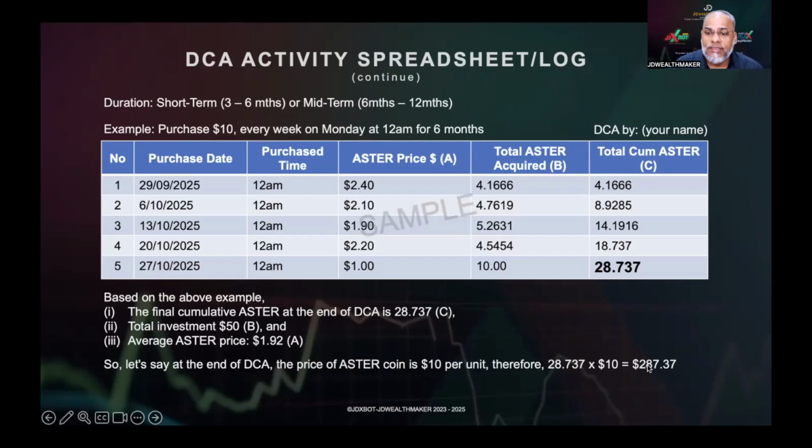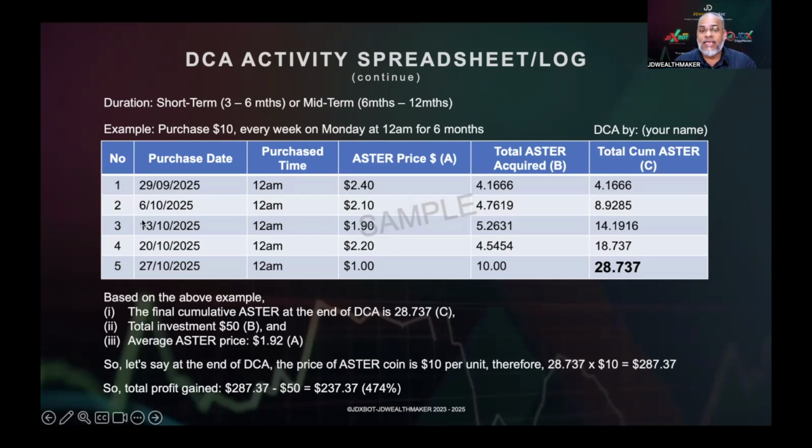So the value now will be 287. Can you see that? So now, how much did I actually invest? I only invested $50. So that simply means my total profit that I've gained is around 237. That is about 474% just by doing a simple DCA.